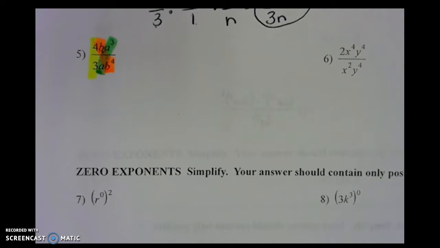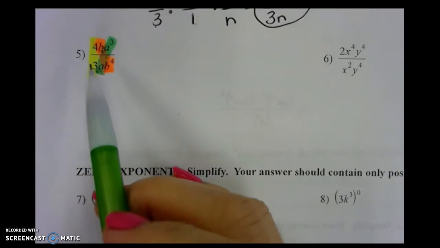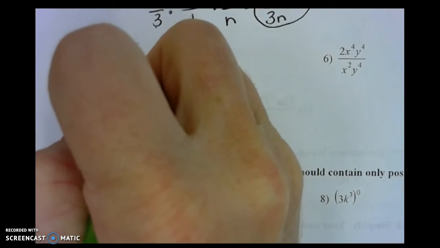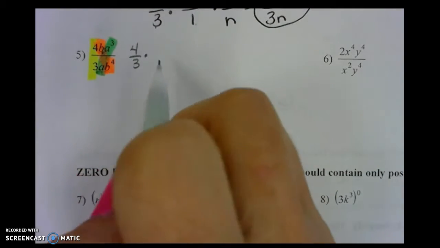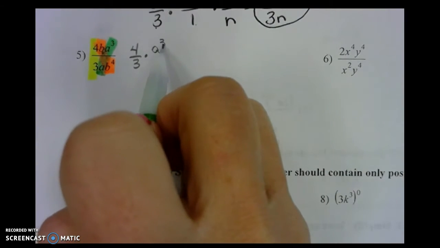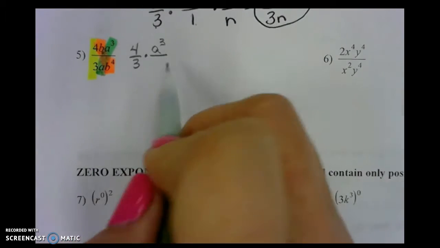If you remember, the commutative property of multiplication says that you can rearrange the numbers in a multiplication problem. So that's what we're going to do. When I spread these out, I'm going to group my a's and b's together. So I still have my 4 over 3. And then I will have, I'm going to put my a's first because it's alphabetical. Doesn't matter. You could do b's first. A to the 3rd over a.